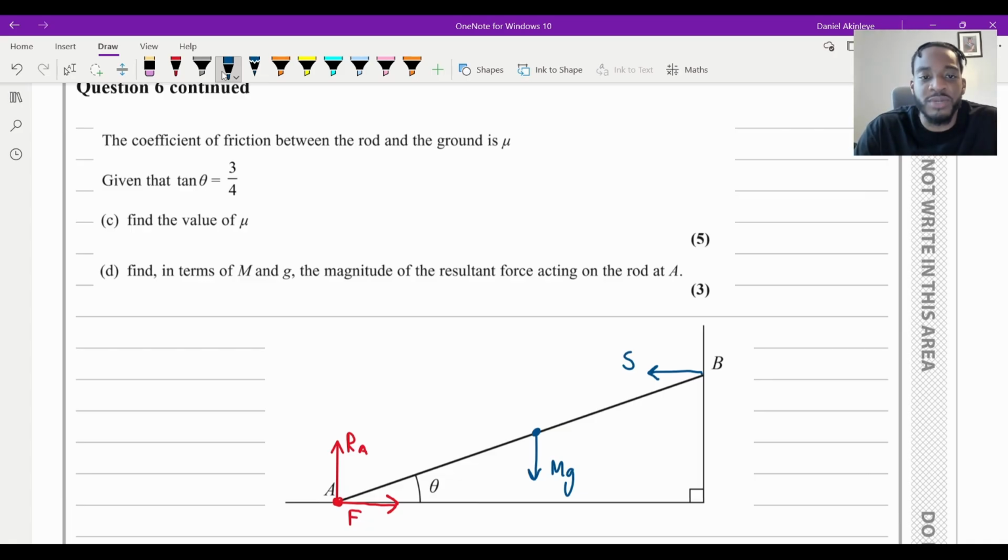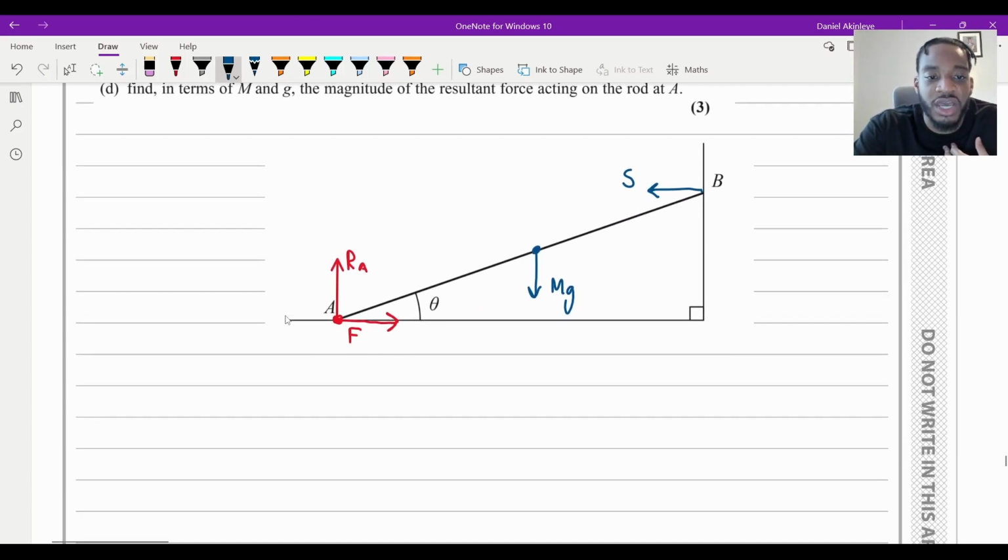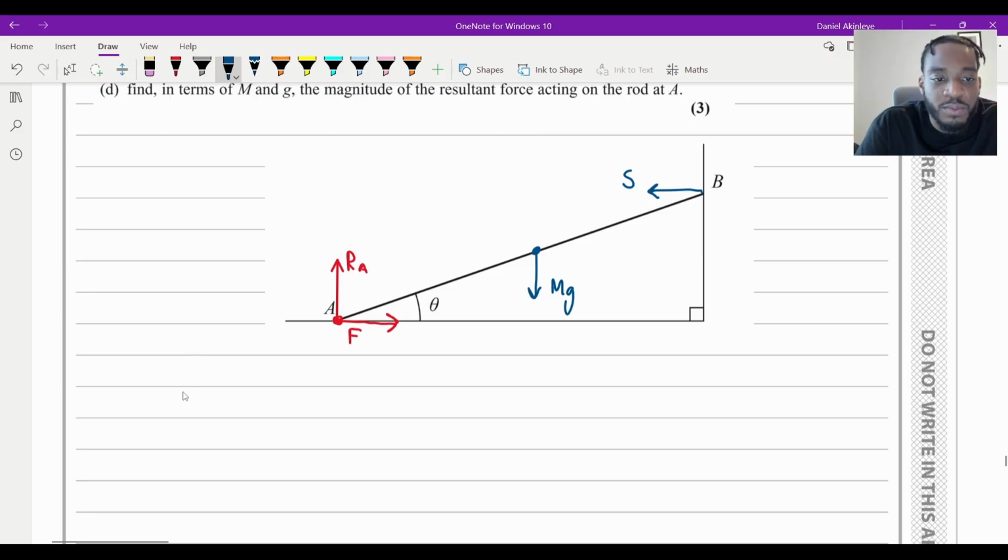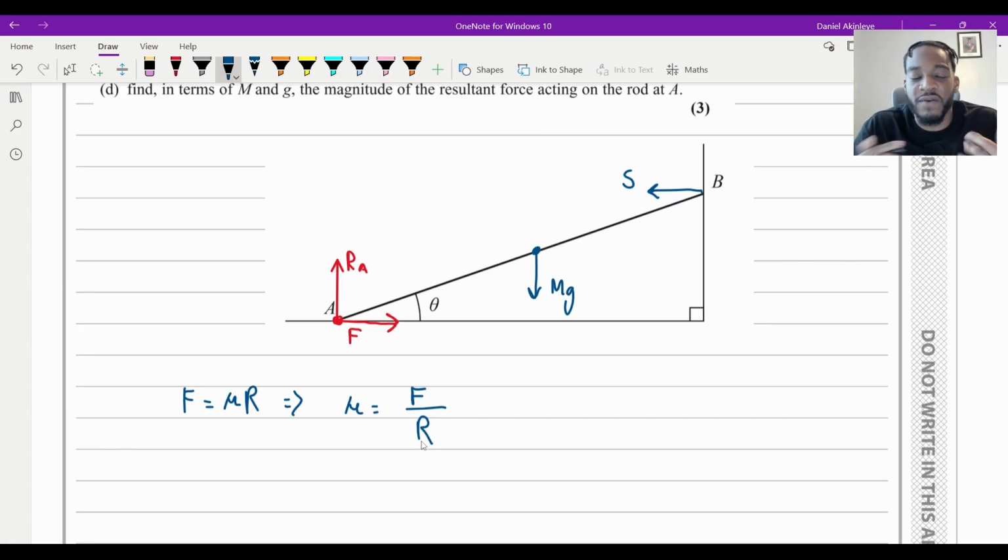Well, where do you know mu comes up in the mechanics? It's just F is equal to mu R, right? So the first thing I will do is say, okay, well, fine. I know I'm trying to find out what mu is. I know that F is equal to mu R. Well, if I rearrange this, mu is just equal to F divided by R. So all we need to do here is just work out what the frictional force is, work out what the reaction force is, and plug those in, and this will give us our answer.